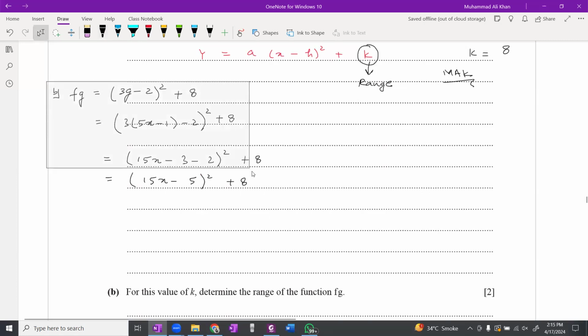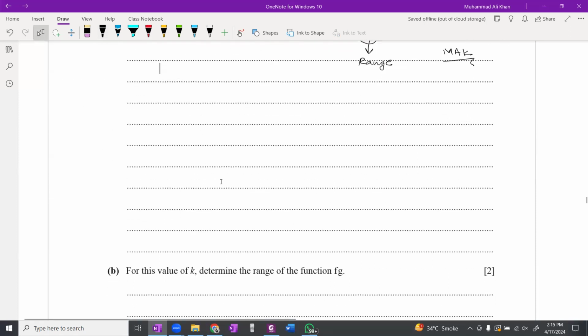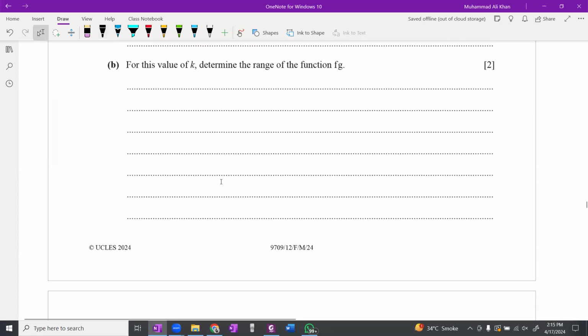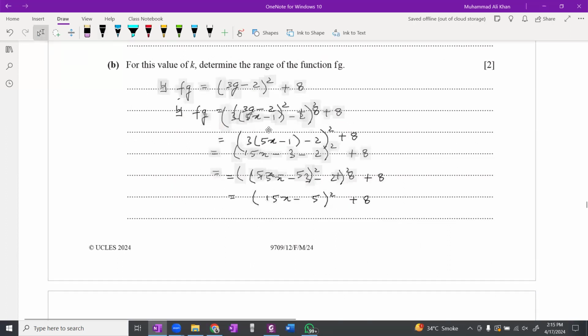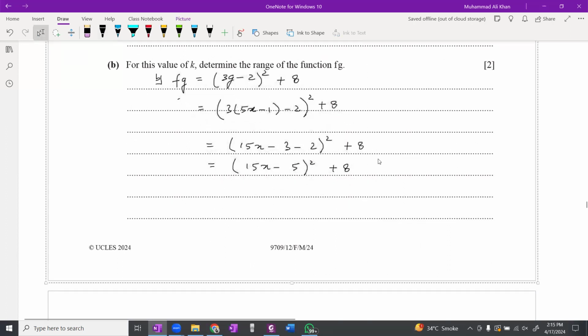So now I'm taking it to part B. So according to this, again, we have to consider it by using our general curve y equals a(x minus h) whole square plus k. But in that curve, the coefficient of x must be equal to 1. So again, take 15 common.